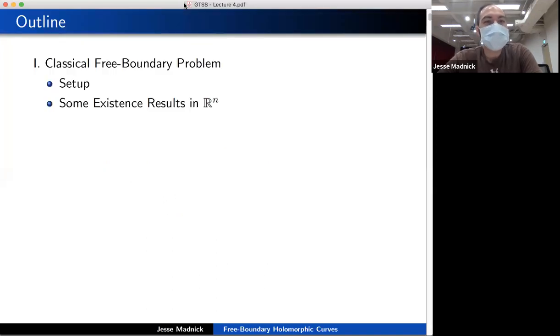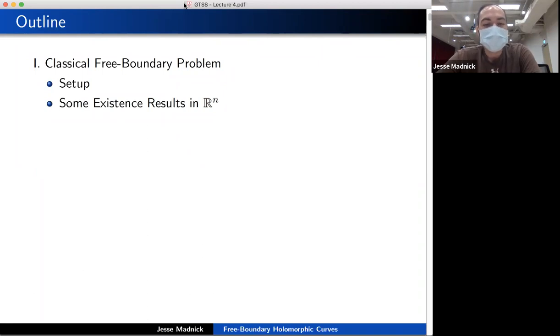So I'm going to discuss 2 different free boundary problems for holomorphic curves in the 6th sphere. The first is what I'm going to call the classical free boundary problem, and it's sort of a Riemannian geometry style problem. The setup basically is that you have a 2-dimensional minimal surface inside a geodesic ball of some Riemannian manifold. Maybe the geodesic ball could be just the ordinary ball in Euclidean space. And you require that the minimal surface intersect the boundary of the ball orthogonally.